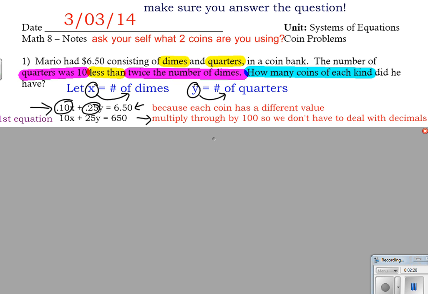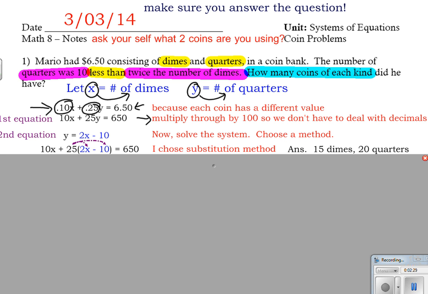Then we talked about this in class, multiplying through by 100 so we don't have to deal with the decimals. That's called clearing the decimals. We would do the same thing with clearing fractions if we had fractions.